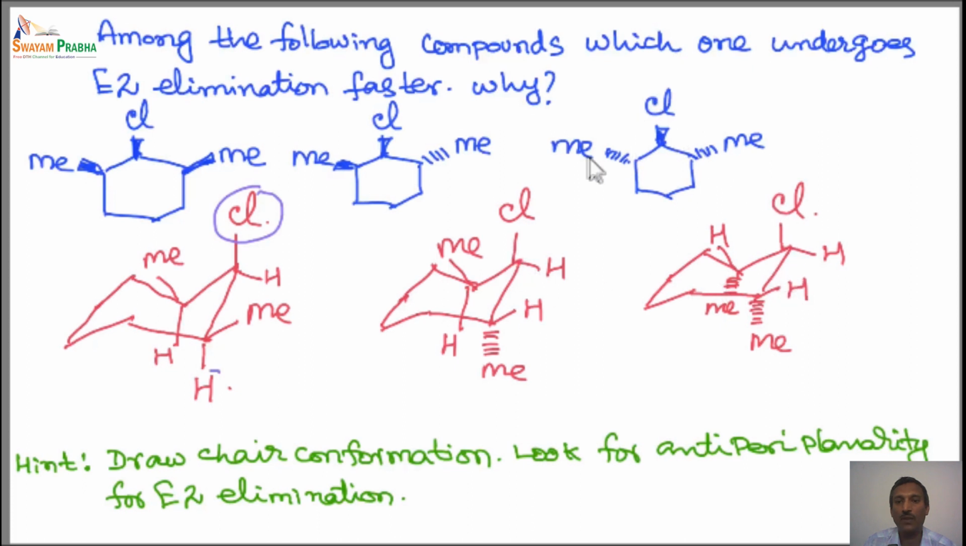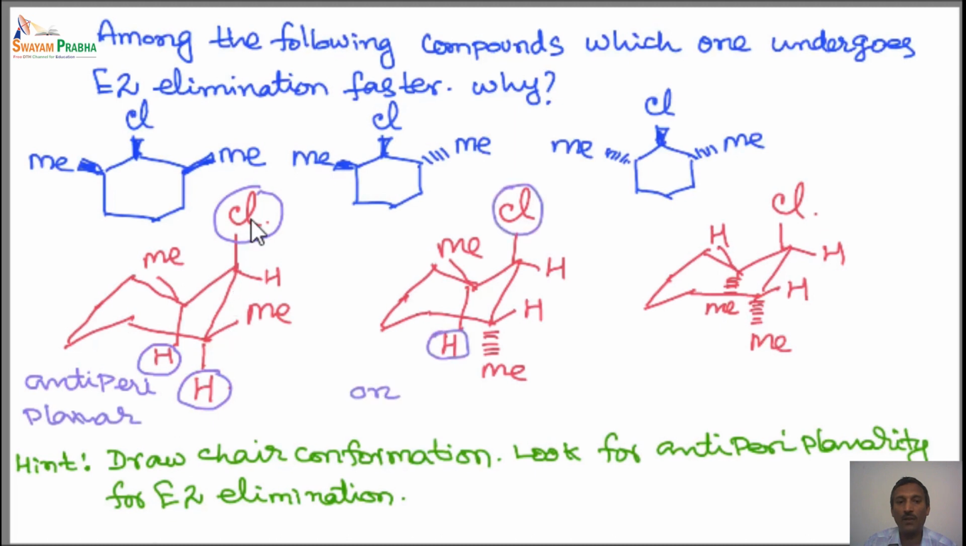And in the next one we have the methyl and the chlorine. These two are trans to each other. So here is a methyl and here is a chlorine. These two are projecting opposite sides. So these two are trans, and this chlorine and this chlorine both are again trans. So that means this chlorine and this methyl group are both trans to each other. So that way we have actually drawn the cyclohexyl conformation. Now we have to look for anti-periplanarity to identify which one will undergo the elimination faster.